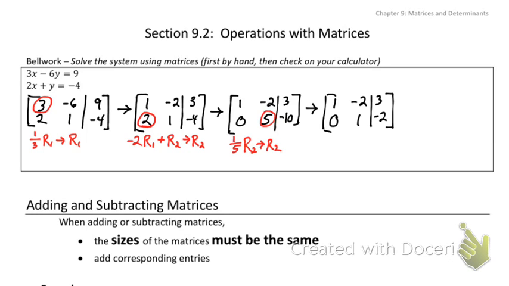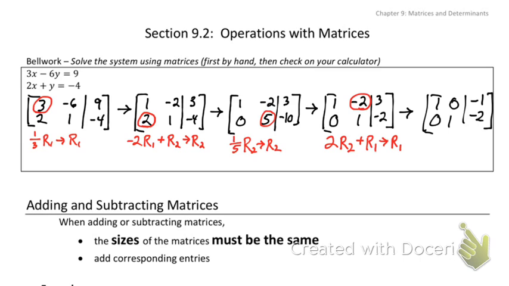And finally, we have to make that last thing 0, so that -2 needs to be 0. The opposite of -2 is a +2 times row 2 plus row 1 is going to be my new row 1. And we are going to have 1, 0, 0, 1, and 2 times row 2, which would be -2 is -4. -4 plus 3 is a -1. So we just have -1, -2.